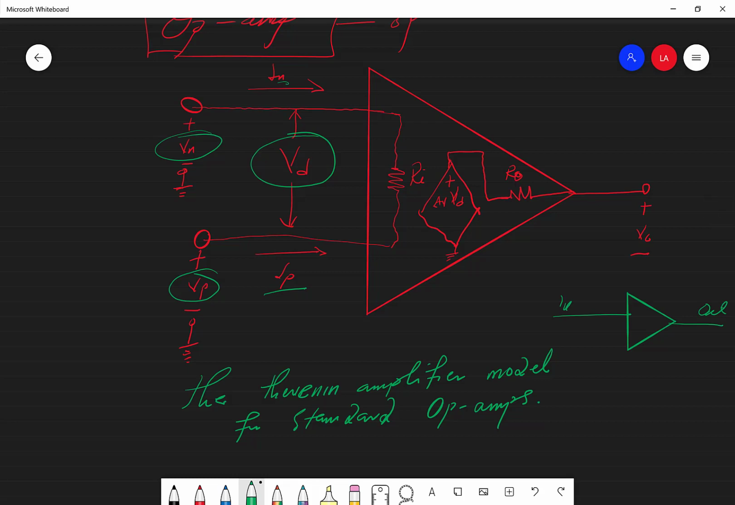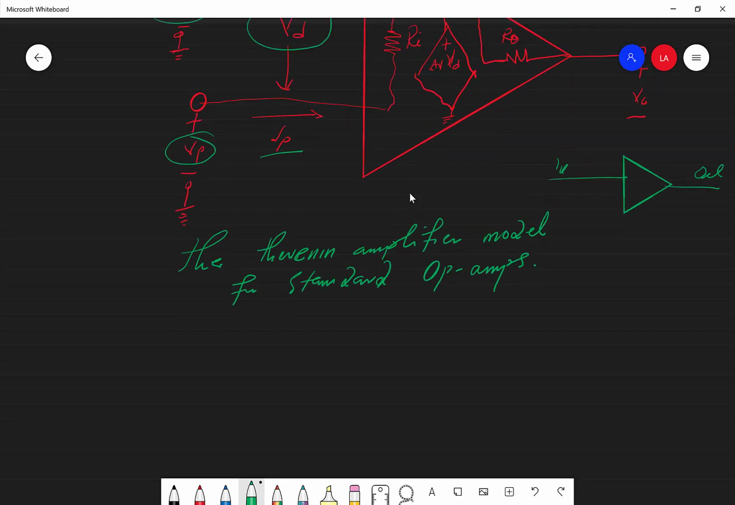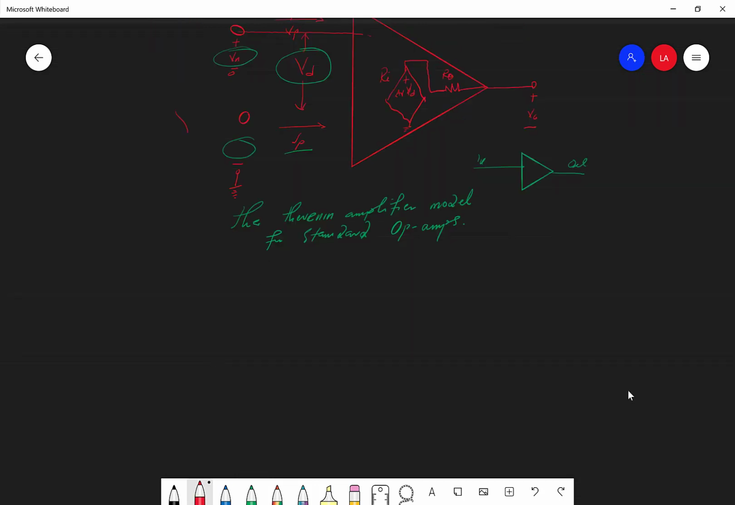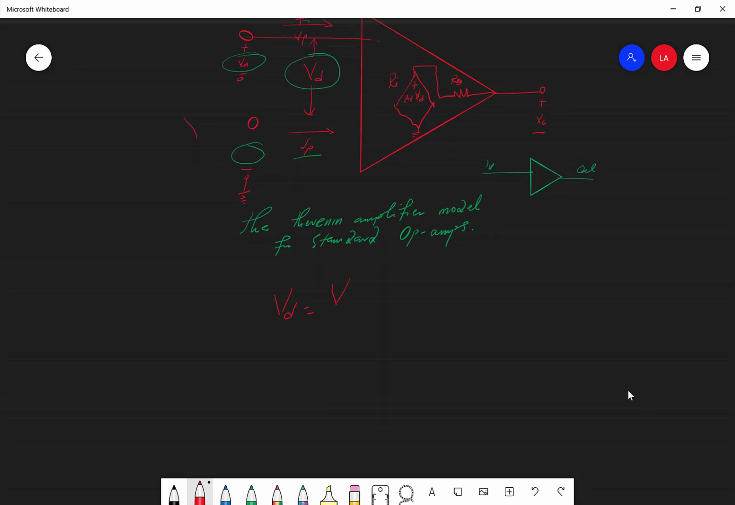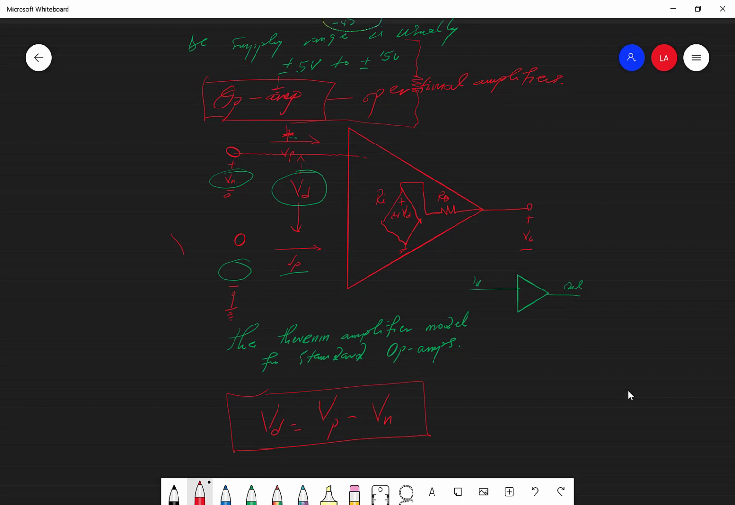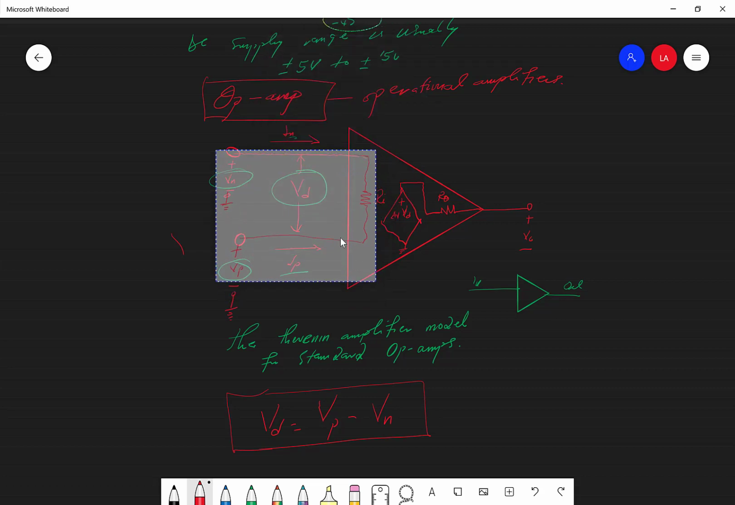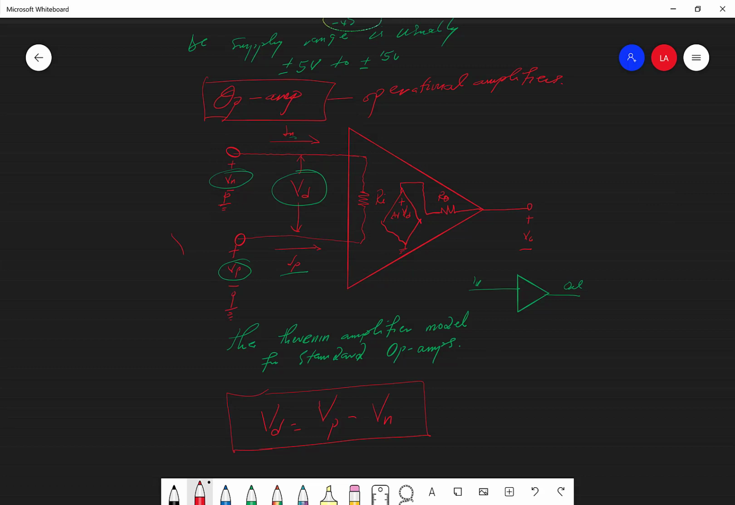So normally you would find this equation which represents the voltage difference, which is VD. You would find VD equals VP minus VN. Okay, that is the difference on the input port, and it produces a voltage which is V naught at the output. So this is the equation for the voltage difference, that is the voltage that goes into the input of the amplifier. Yeah, so basically that is what an operational amplifier is.